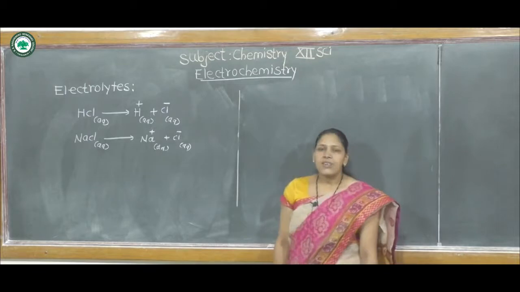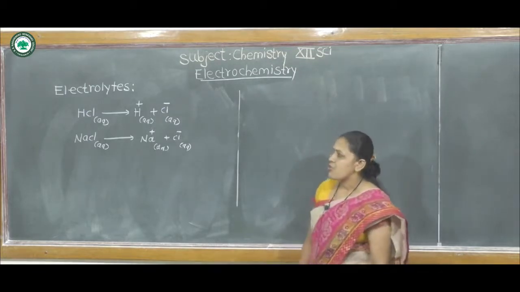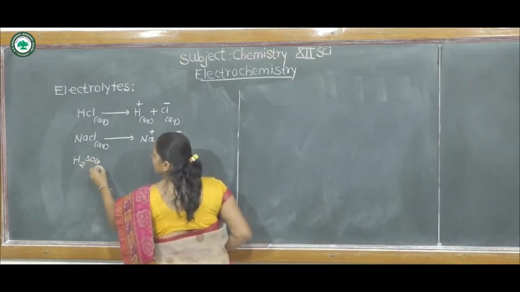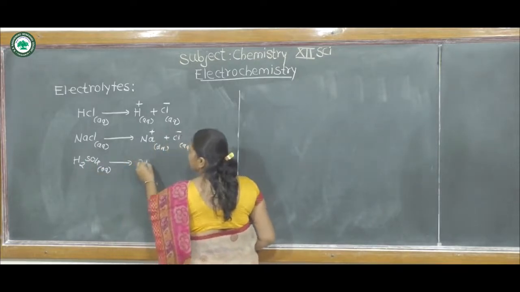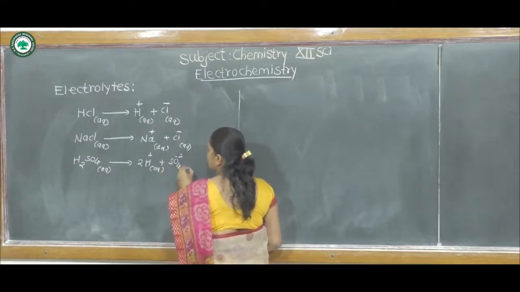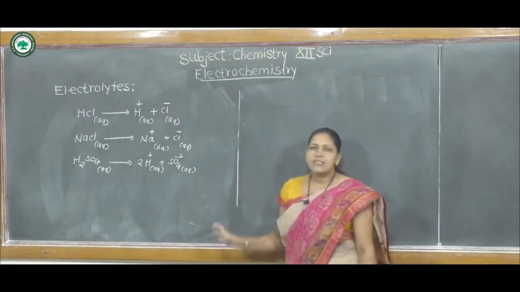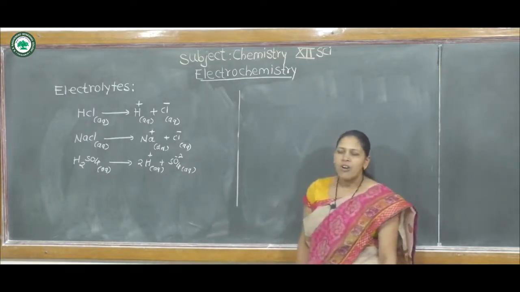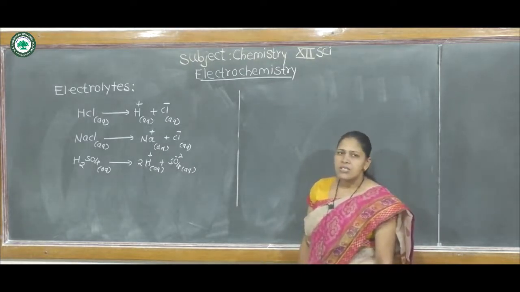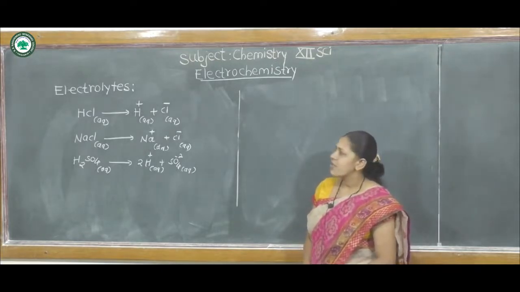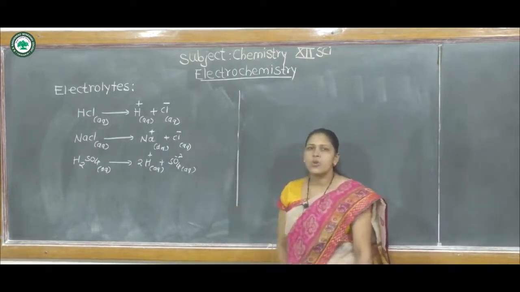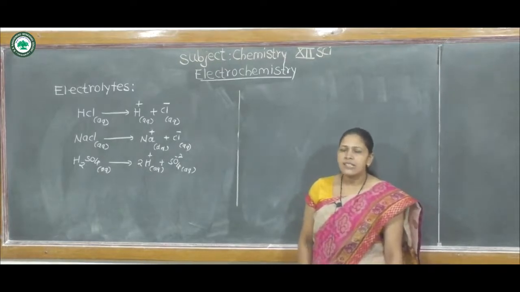For example, NaOH, KOH, H2SO4. What is the dissociation of H2SO4? To form 2 H+ ions plus SO4 minus 2 ion. These are the examples of electrolyte. All acids, bases, ionic salts are examples of electrolyte. What is meant by electrolyte? These are the substances which dissociate in aqueous solution and conduct electricity.